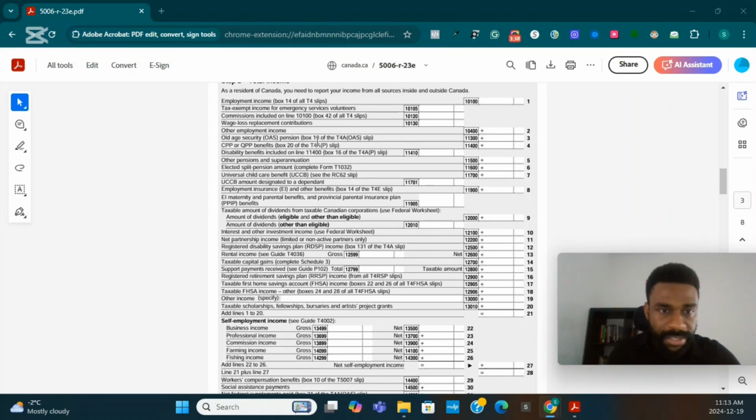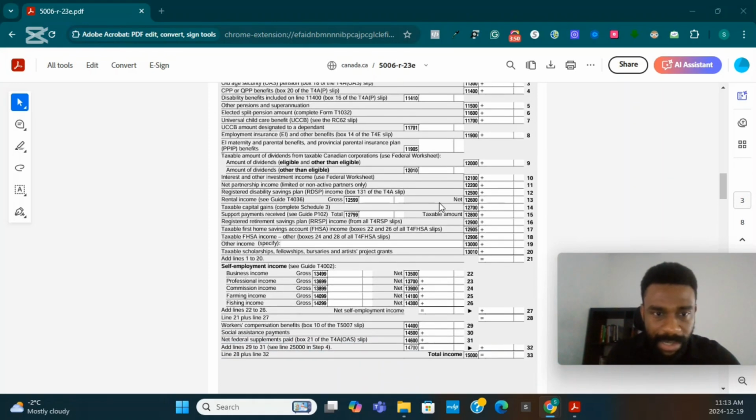Then you have your Old Age Security. Maybe you received some income from that; you have to include it. So carefully go through everything here. I don't want to bore you with all these details because they could be very technical. If you have interest and other investment income, from your stocks, wherever they are, you have to put them in here. Partnership income, if you have an RDSP, put them here.